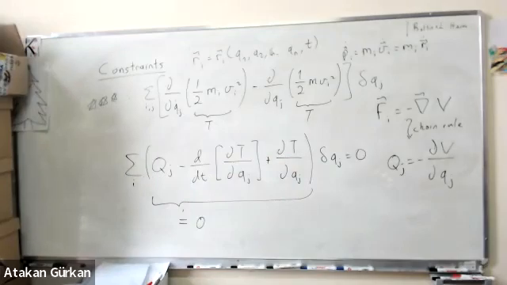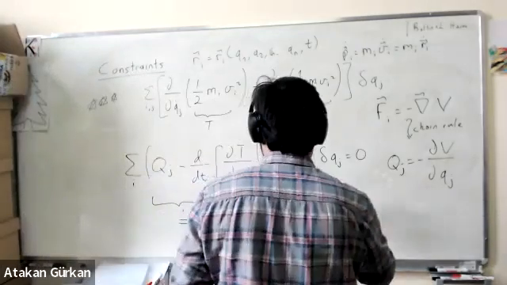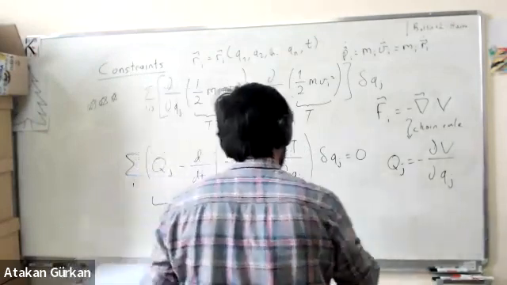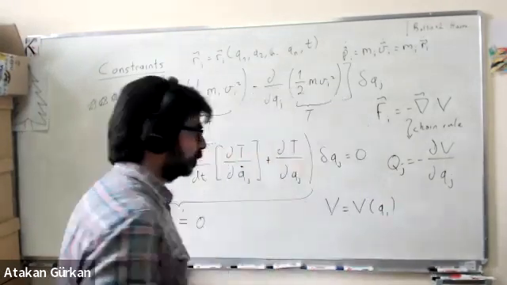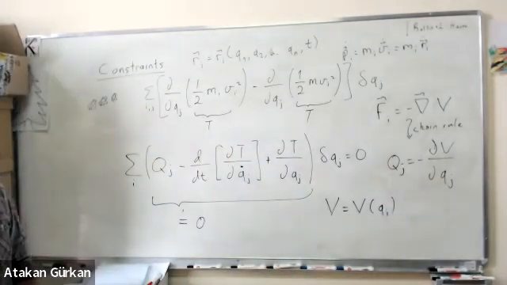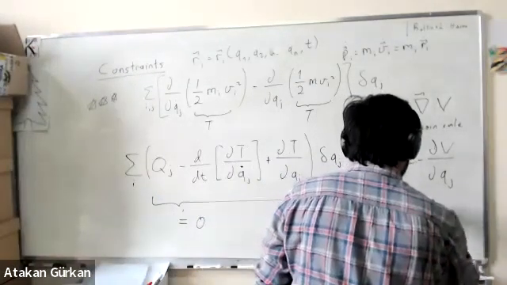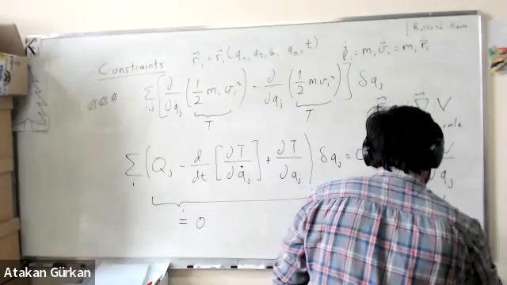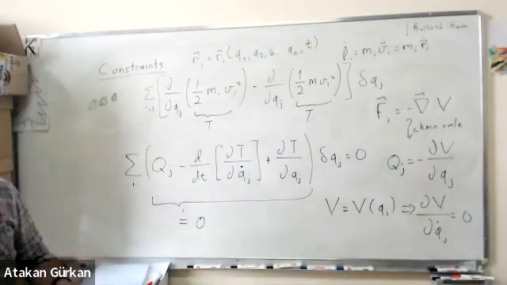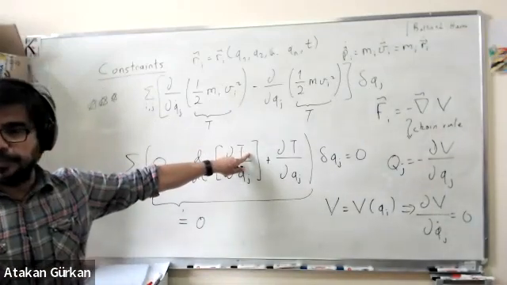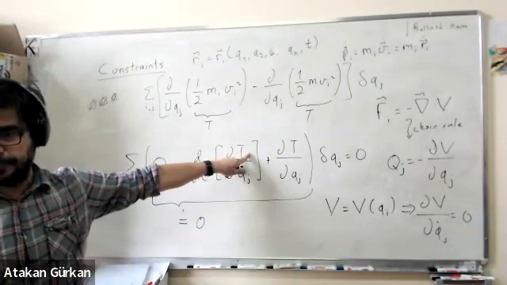Okay. Now, our potential, so there's a dot here. V depends on our Qi. Okay. It does not depend, explicitly at least, on the derivatives of these generalized coordinates. Because of that, the partial derivative of V with respect to Qj dot is going to be 0, which means I can arbitrarily add or subtract V into this. Its partial derivative is always going to be 0.